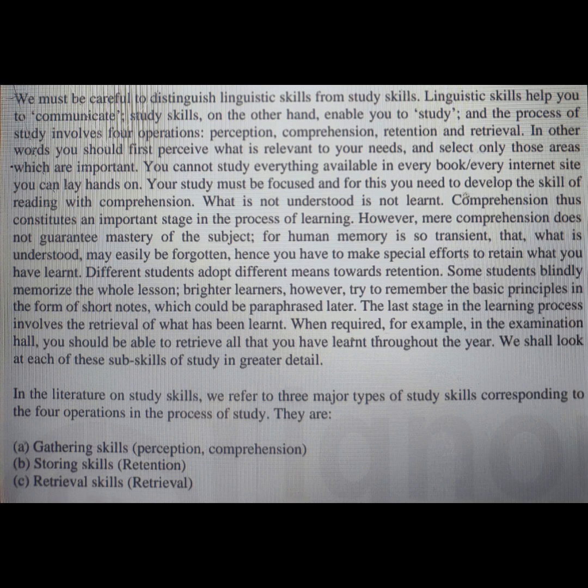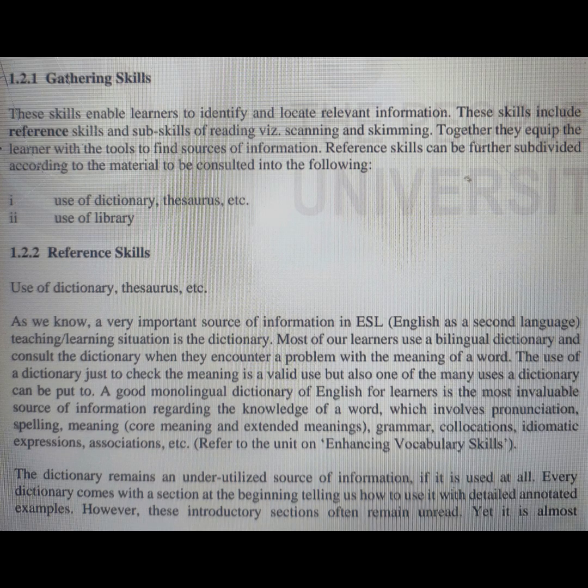They are a. Gathering skills: perception, comprehension. b. Storing skills: retention. c. Retrieval skills: retrieval. Gathering skills. These skills enable learners to identify and locate relevant information. These skills include reference skills and sub-skills of reading, viz., scanning and skimming. Together they equip the learner with the tools to find sources of information.